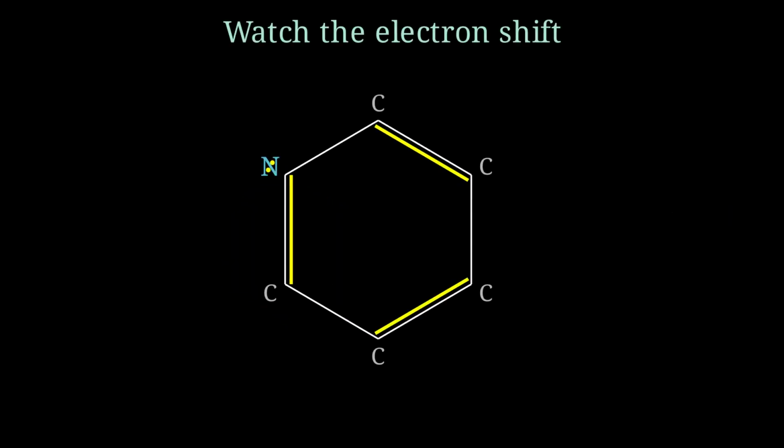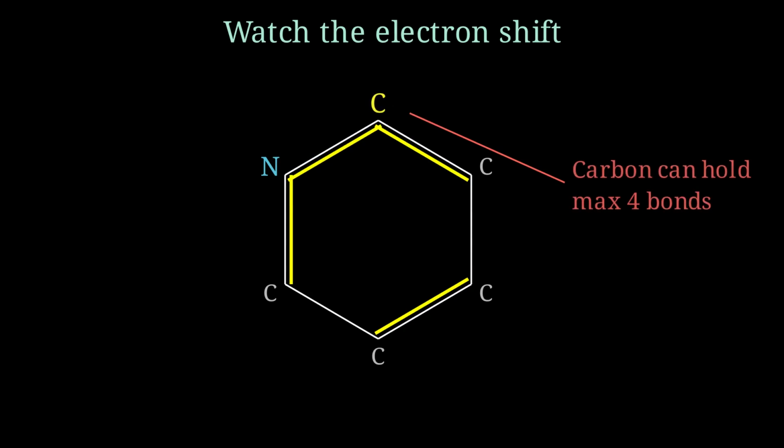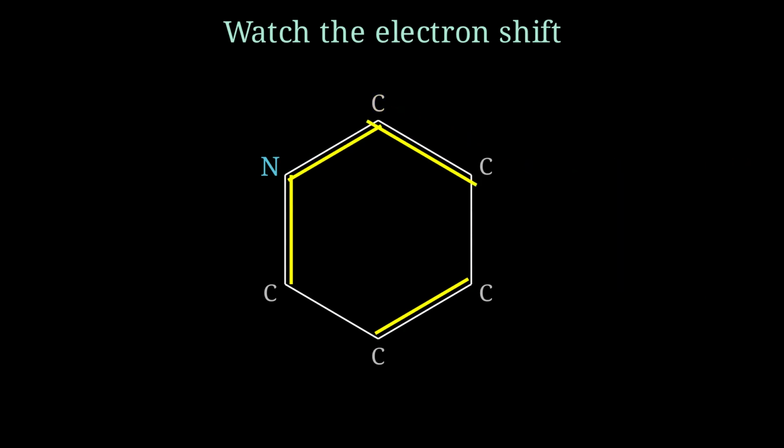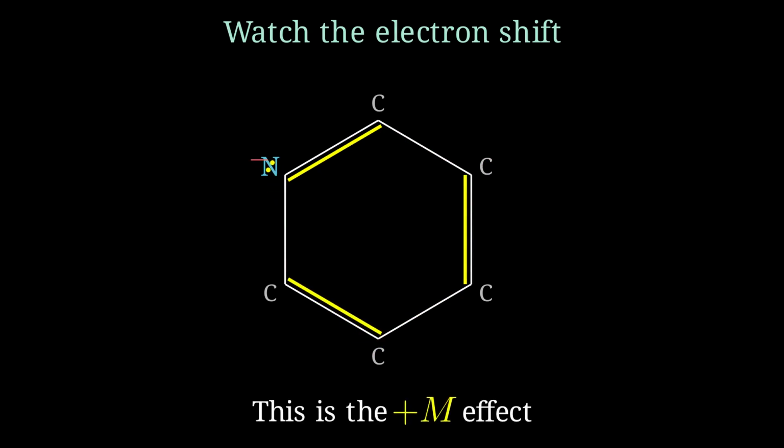Watch the lone pair on the nitrogen. It drops down to form a double bond with the neighboring carbon. But carbon can only have 4 bonds. So the existing pi bond next to it has to break and jump onto the next carbon as a lone pair. This creates a chain reaction of shifting charge. This is the plus M effect.